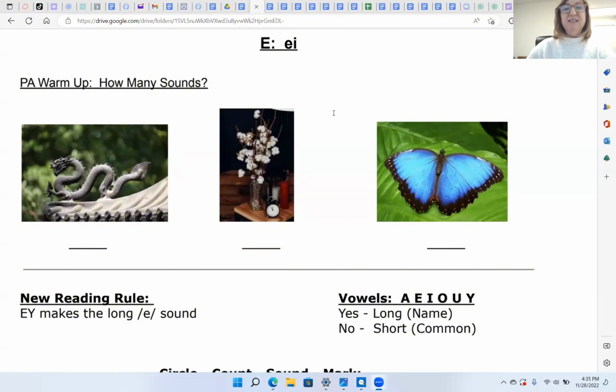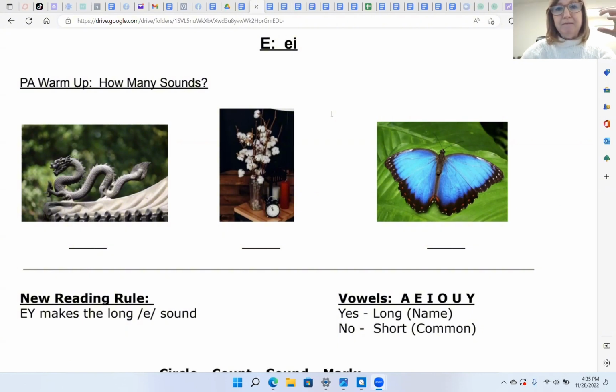So when you say the sounds in dragon, there is D, R, A, G, U, N. D, R, A, G, U, N. That is the schwa sound. And schwa sounds, they just kind of disappear. They're very hard to hear. So we're going to practice stretching out the words so that you can identify the schwa sound.